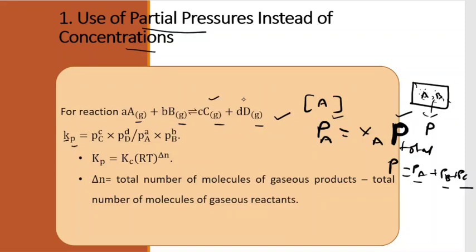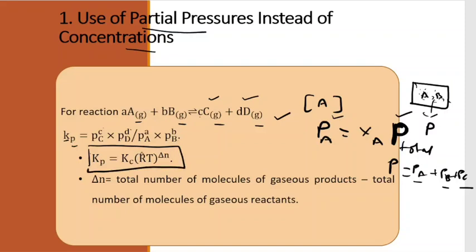First, we need to take the products and raise them to their powers, Pc power C, Pd power D, divided by the reactants Pa power A and Pb power B. And you know, there is a relation between Kp and Kc, that is, Kp is equal to Kc into RT power delta N.